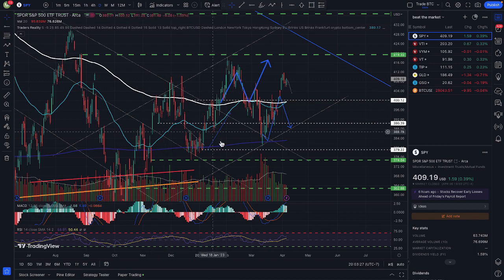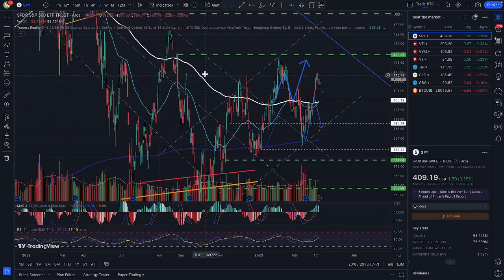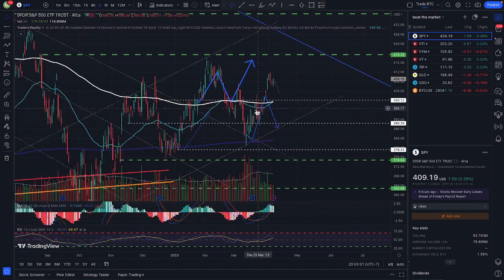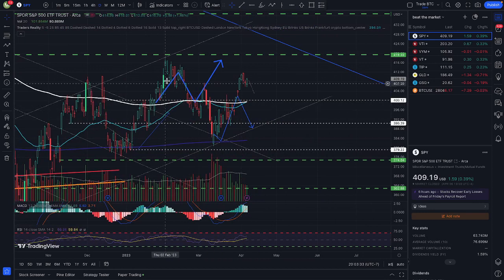So once it pushed through and broke this larger channel down that way, my projection was that price was going to move up for a bit and then come back down and retest the 200. And sure enough, that's what it did. This white line is the 200 EMA.